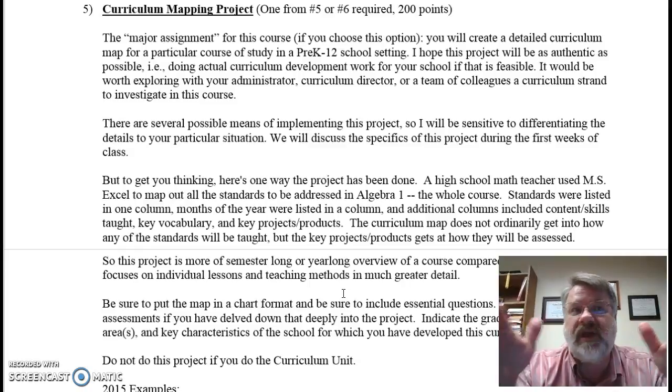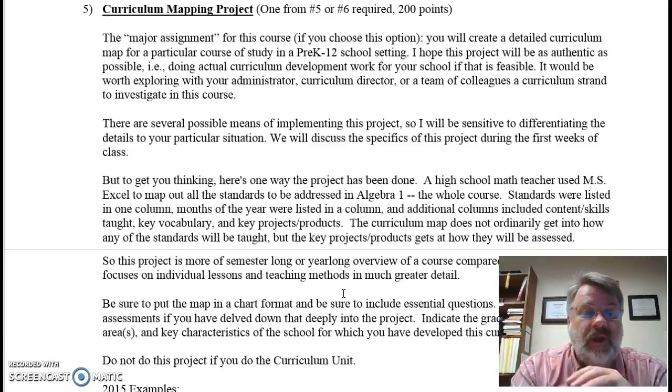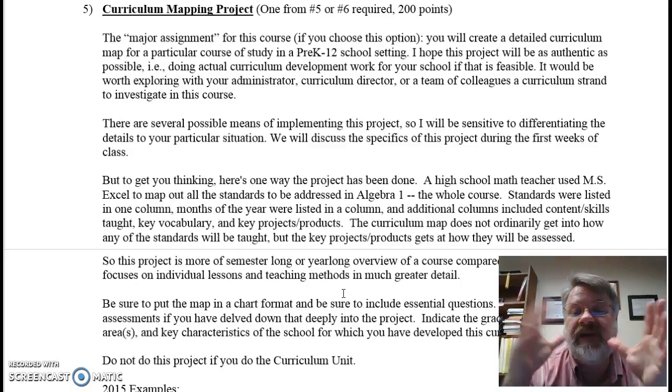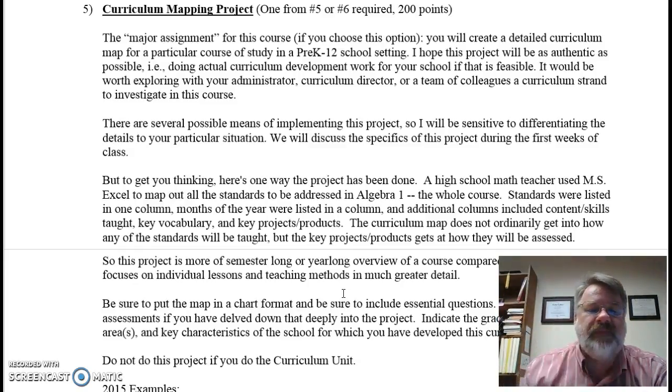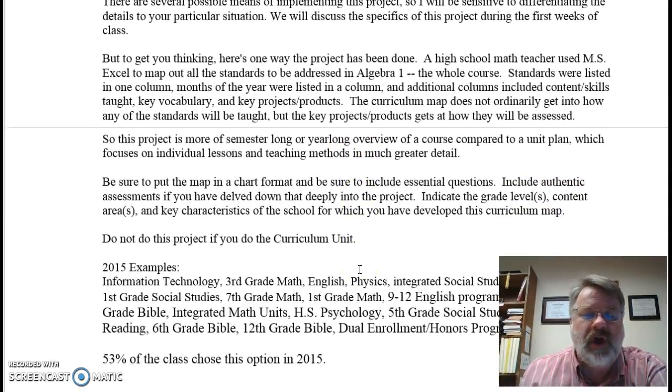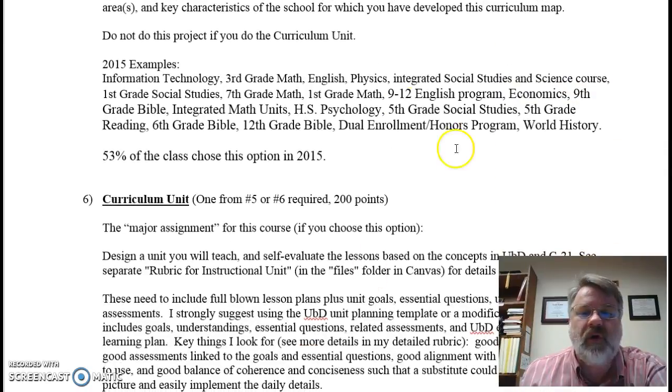Usually it's just the high school, the middle school, or the elementary school, but I've seen it be pre-K through 12. It's whatever you need to get done for that. It can be a very big project and a lot of work. So let's talk about how we make some scope there. You can see some examples.